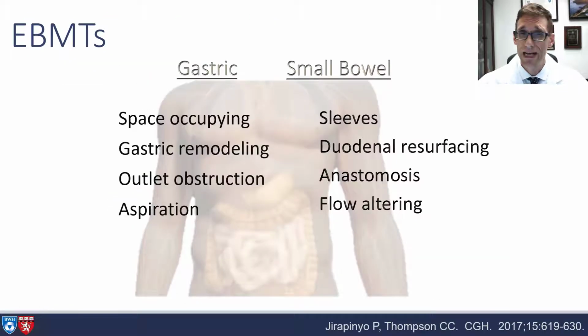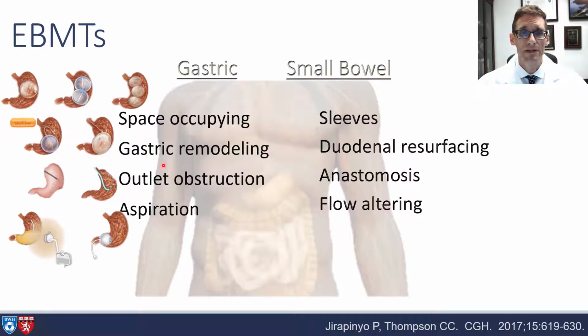And now for the second half of the talk, we're moving into our endoscopic, bariatric, and metabolic therapies, or EBMTs, which we're hearing a lot of today. They can be broadly classified into 2 categories: gastric small bowel devices, with, of course, our space-occupying devices, gastric remodeling procedures such as ESG and plication, outlet obstruction devices, and aspiration therapy, making up most of these gastric procedures. And they treat obesity first and foremost, triggering weight loss with some secondary metabolic effects.